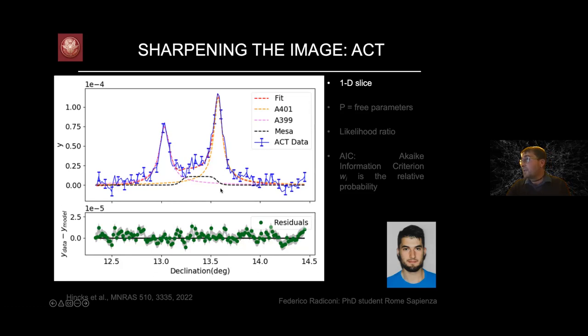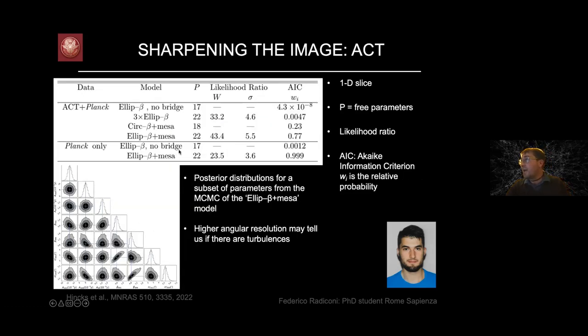So the parameters are shown in this slide. We made a comparison of the Planck-only model, where we do see a mesa, but at low significance, and the ACT plus Planck model, where we do see a mesa. We did all different kinds of tests with the elliptical beta, with no bridge, with the circular beta, with the mesa. Elliptical beta with the mesa was the fit that satisfied us the most.